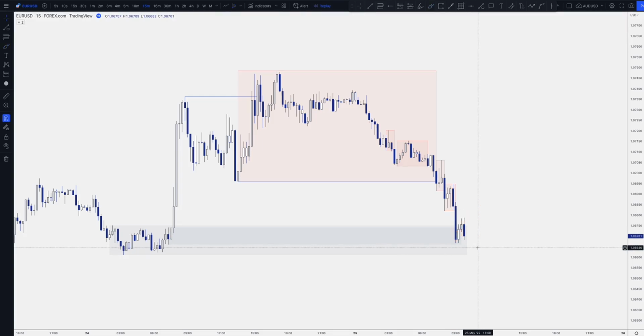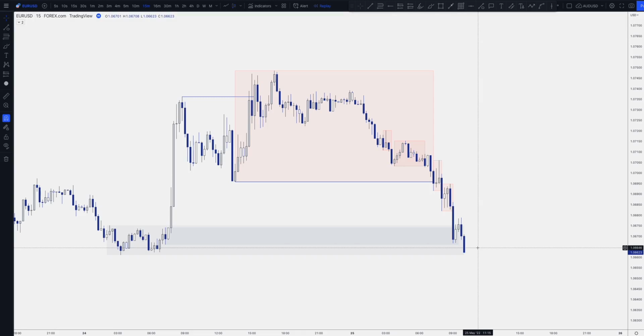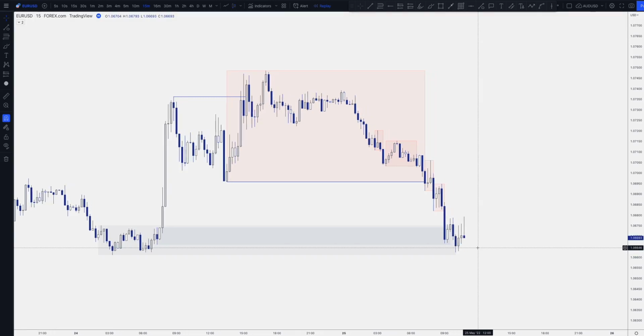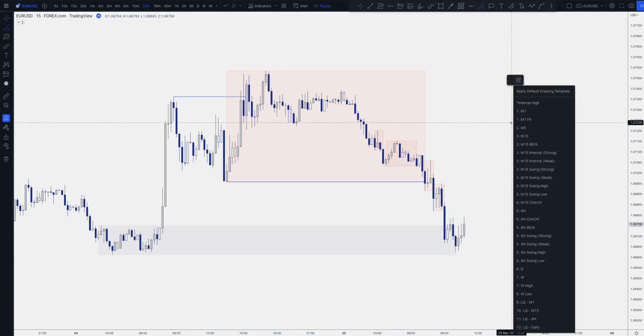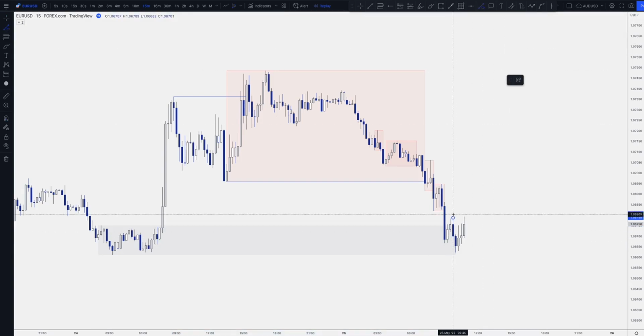Cool. The other thing we can do, or typically wait for, is a bullish change of character on the M15. So that clearly fails. And then we get a nice change of character here, right? Cool. So now we could start to look for entry.